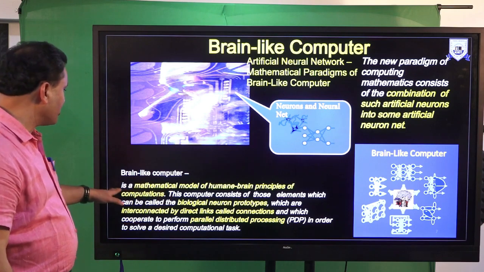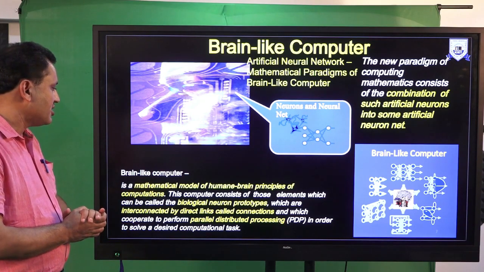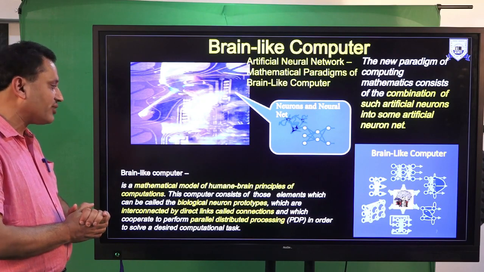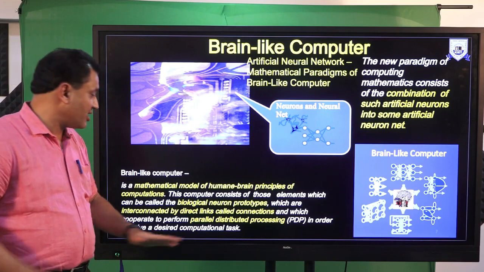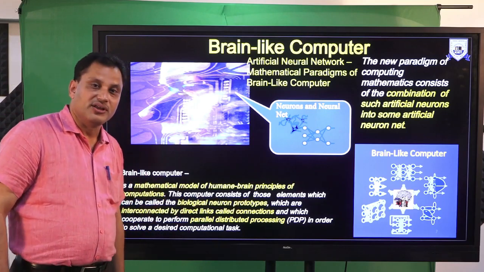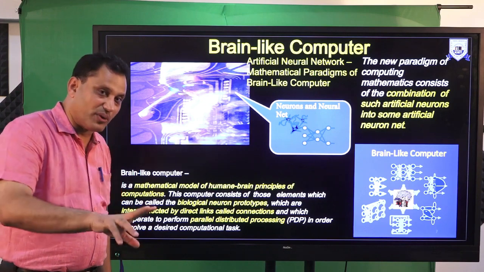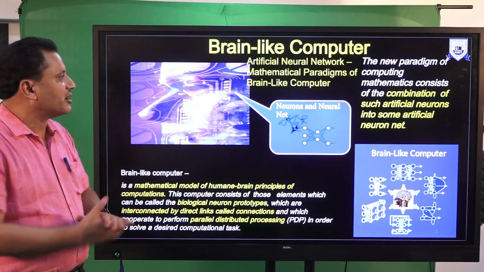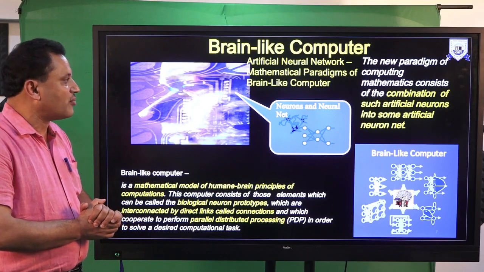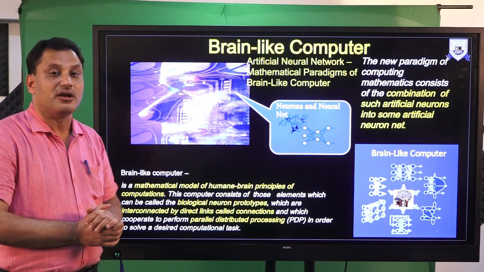So a brain-like computer is a mathematical model of human brain principles of computation. This computer consists of those elements which can be called biological neuron prototypes. When I say biological neuron prototype, what does it mean? Mathematical models which are inspired from the biological neurons. So the new paradigm of computing mathematics consists of the combination of such artificial neurons into some artificial neural network.